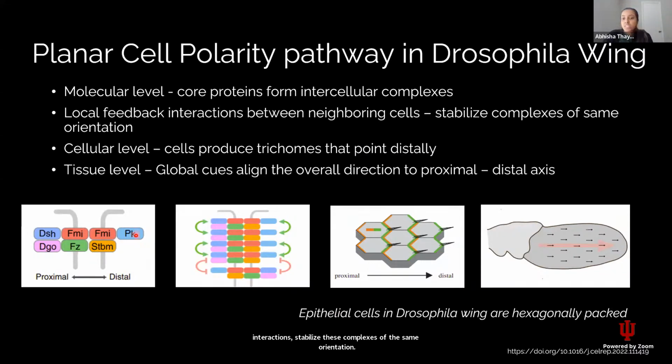So Flamingo is supposed to localize to both sides, and it helps in cell adhesion. The proteins Van Gogh and Prickle get localized to the proximal side, and Dishevelled, Diego, and Frizzled get localized to the distal end of a cell. So in the Drosophila wing, this leads to the formation of a wing hair from the distal end of each cell. These hexagonally packed cells at a tissue level align their orientation along the proximal distal axis with the help of some global cues.